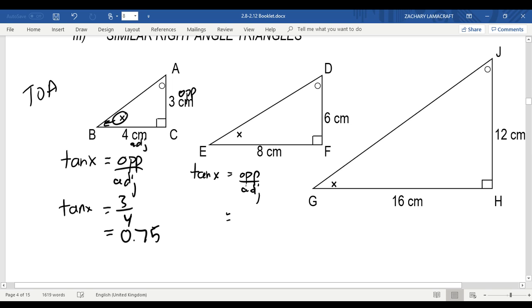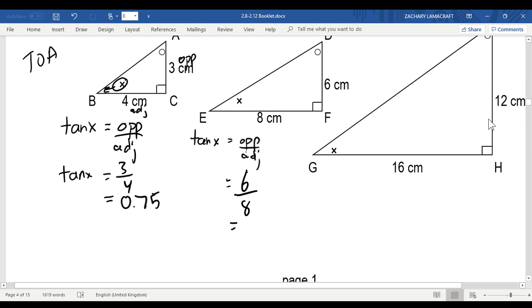What's our opposite side here for that second triangle? Thank you. And what's our adjacent? 8. That means 6 divided by 8 on our calculator. So we want to do that. 0.75. So both of these are similar triangles because they have the exact same angle but different sides.